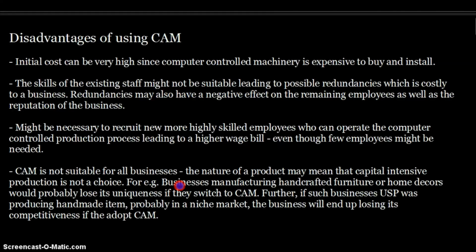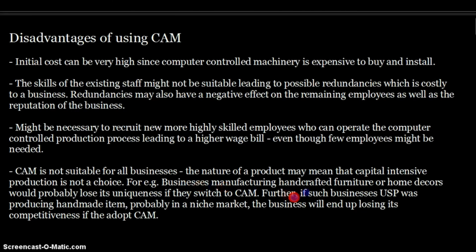And camera manufacturing is not suitable for all businesses. The nature of a product may mean that capital intensive production is not a choice at all. Like, suppose businesses which work in handcraft furniture or stuff which doesn't require machinery, which just requires labor, like making cricket bats, or stitching footballs. Especially handcrafted furniture has a lot of value in it. So because of that, you can't just switch them to capital intensive production.